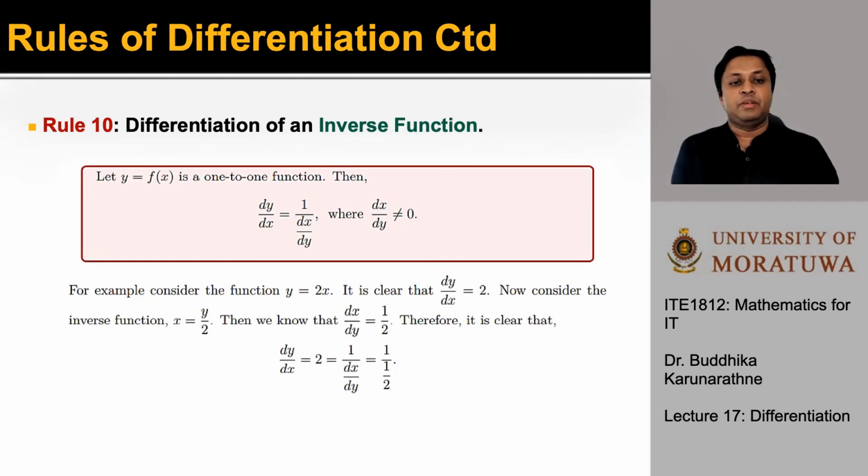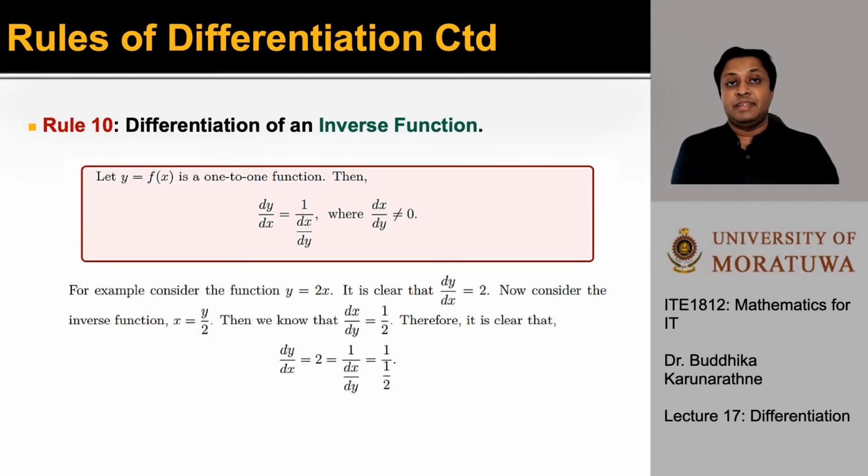So let's take an example. For example, take y equals 2 times x. It is clear for us that dy over dx is 2, right? Because you can simply differentiate that. It is left with the value 2. Now consider the inverse function. So what would be the inverse function here? Because y was equal to 2 times x, x will be y over 2. So that is called the inverse function.